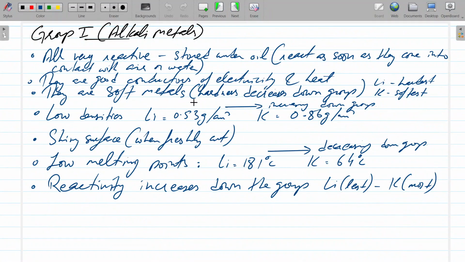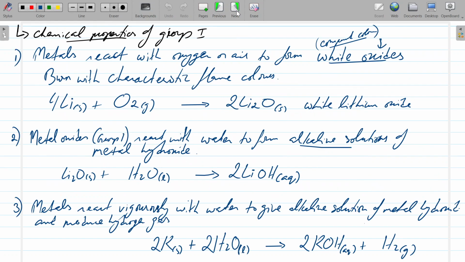So these are soft metals, right? We talked about the physical property of group one metals. These are soft, and I mentioned that sodium, you can cut it with a knife. They're that soft. They are metals, and the hardness decreases down the group. Compared to those, these guys are hard.